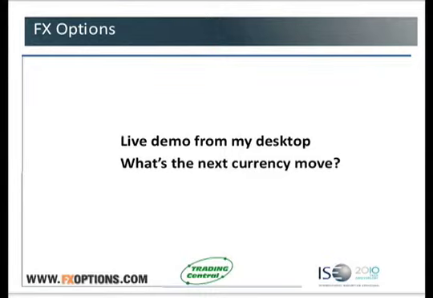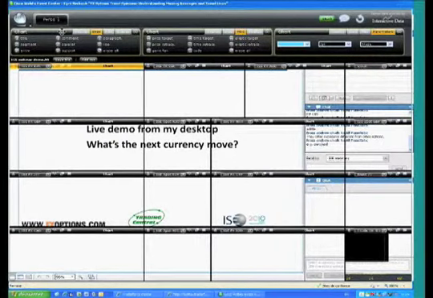And now, last but not least, I propose a live demo from my desktop to provide forecasts on FX pairs. So what's the next currency move? I share my desktop to go directly to my technical analysis platform. Okay, perfect. So we will start with the EUI.